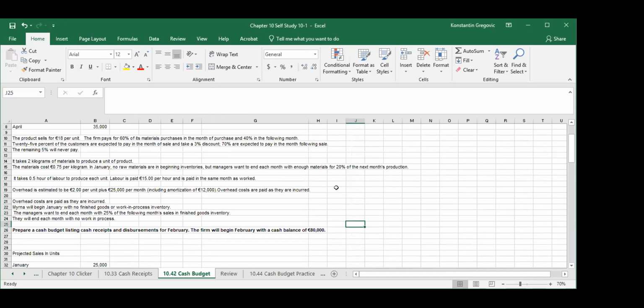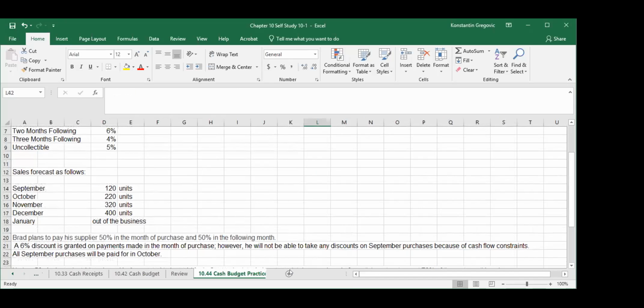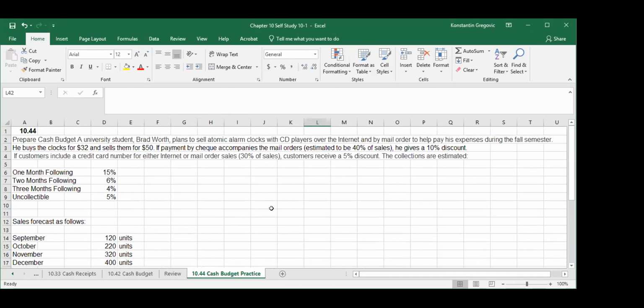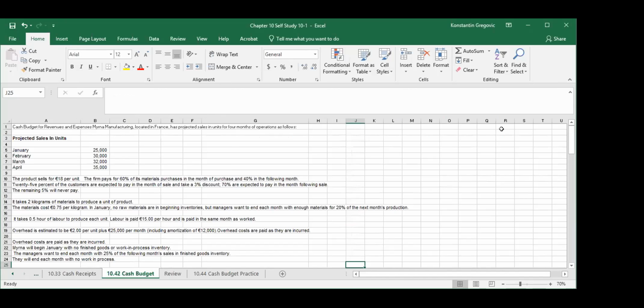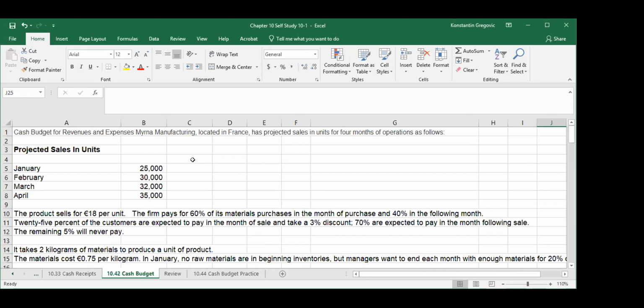This one is 10.42. And I also got a practice one when you guys leave today. But let's have a quick look at 10.42. So everybody flip to 10.42.